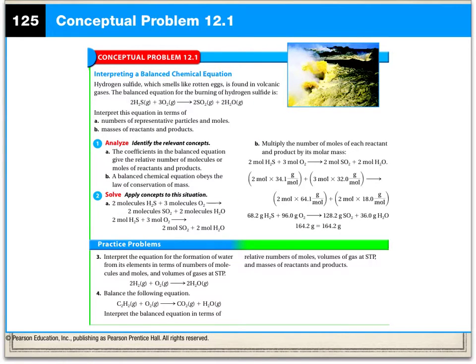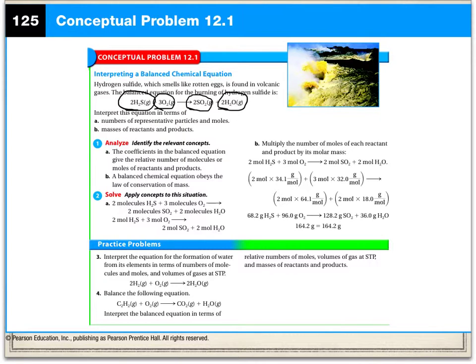All right, so taking a look at this equation, we've got hydrogen sulfide found in volcanic gases. The balanced equation is 2H2S plus 3O2 yields 2SO2 plus 2H2O. And interpret this in terms of representative particles and moles. So if we talk about particles, we've got 2 molecules of H2S, and we've got 3 molecules of O2. Gives us 2 molecules of SO2 and 2 molecules of water. In terms of moles, same thing, 2 moles, 3 moles, 2 moles, 2 moles.